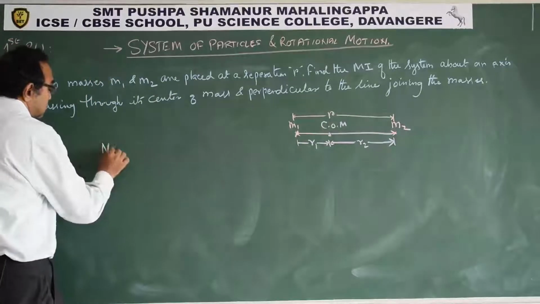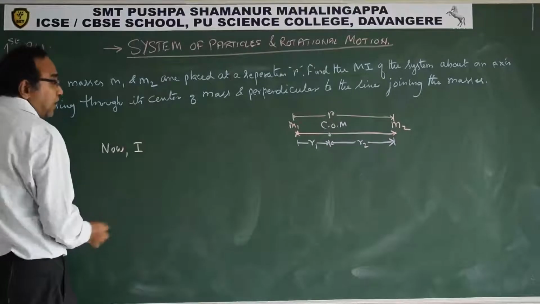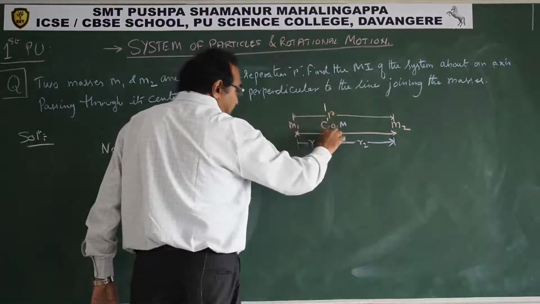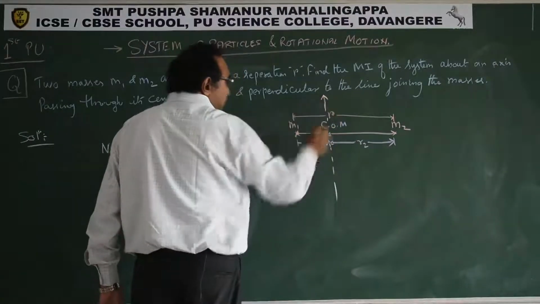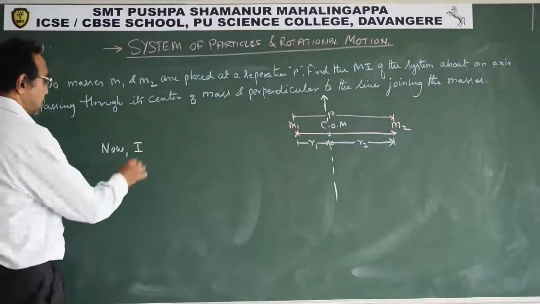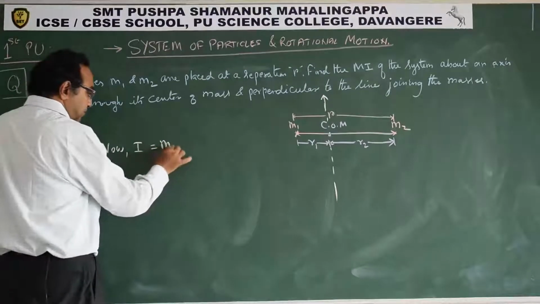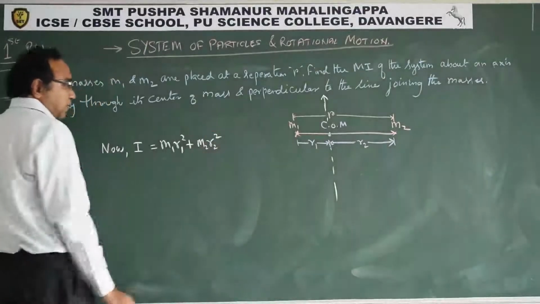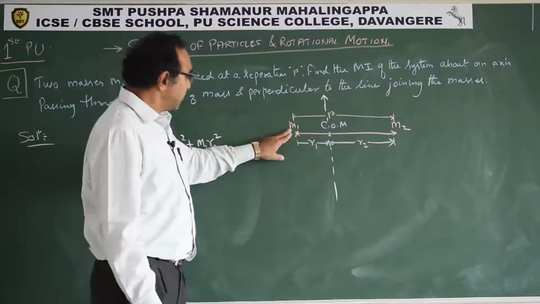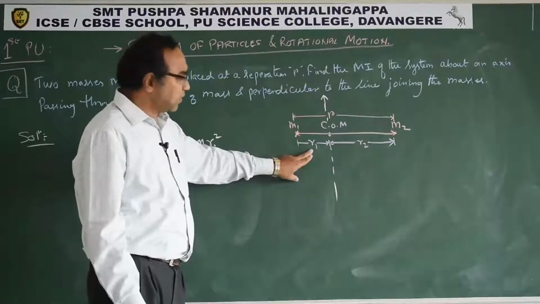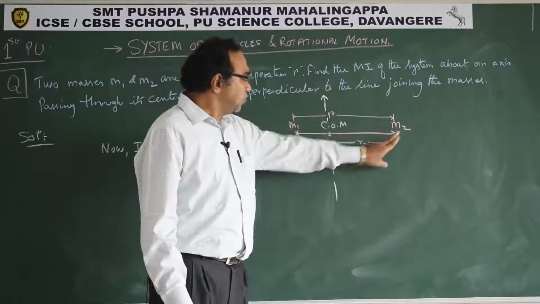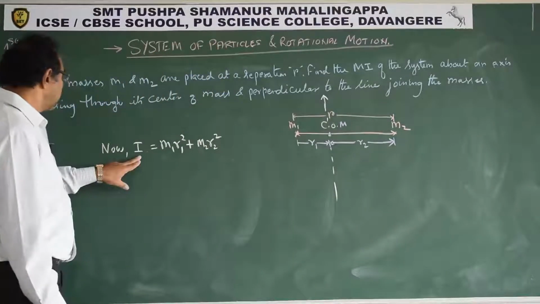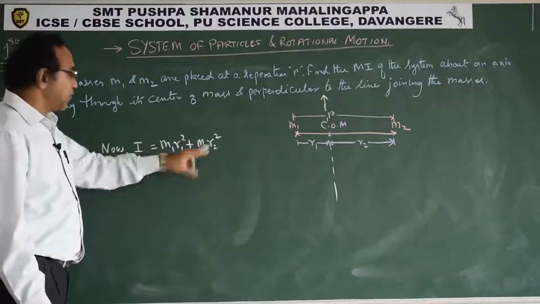Now, moment of inertia through the axis passing through the center of mass like this. This is the axis of rotation. Then I will be m1 r1 square plus m2 r2 square. See, the distance of m1 is r1 from the center of mass. Distance of m2 from center of mass is r2. Hence we get I is equal to m1 r1 square plus m2 r2 square.